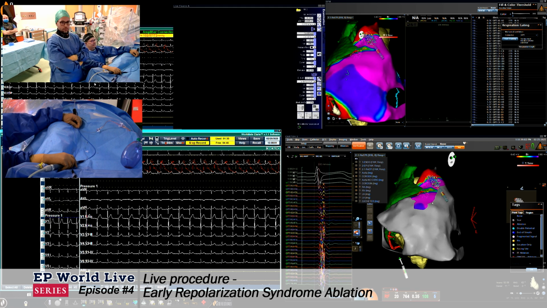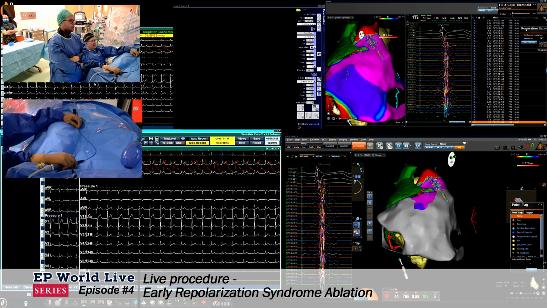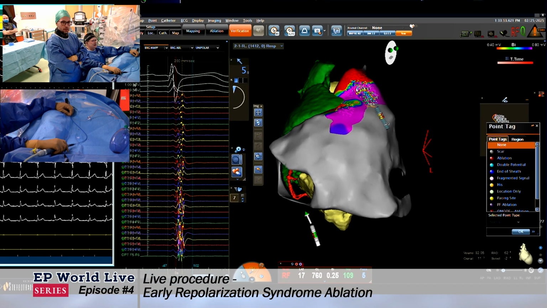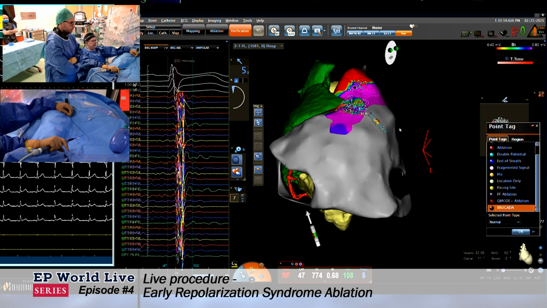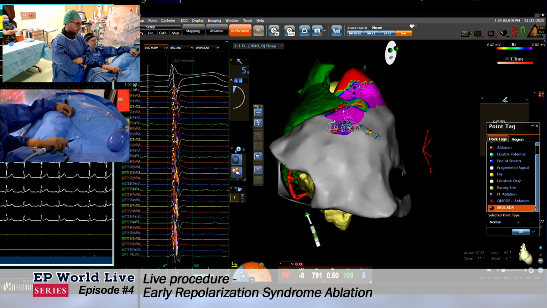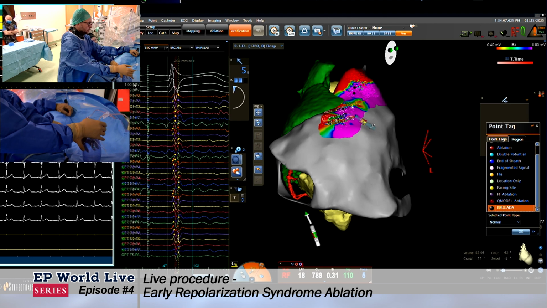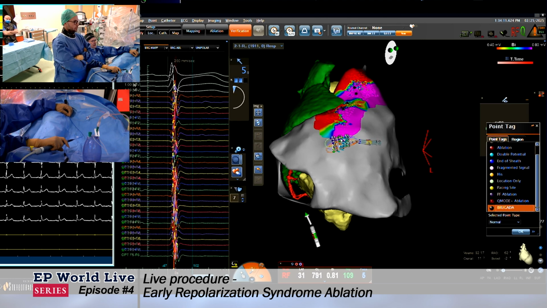And you see, I am in the right ventricle. We are at the border of the pulmonary artery. Can you focus on the CARTO, please? You see the potentials? Okay. In this region, we have a little fragmented potential, but not abnormal.